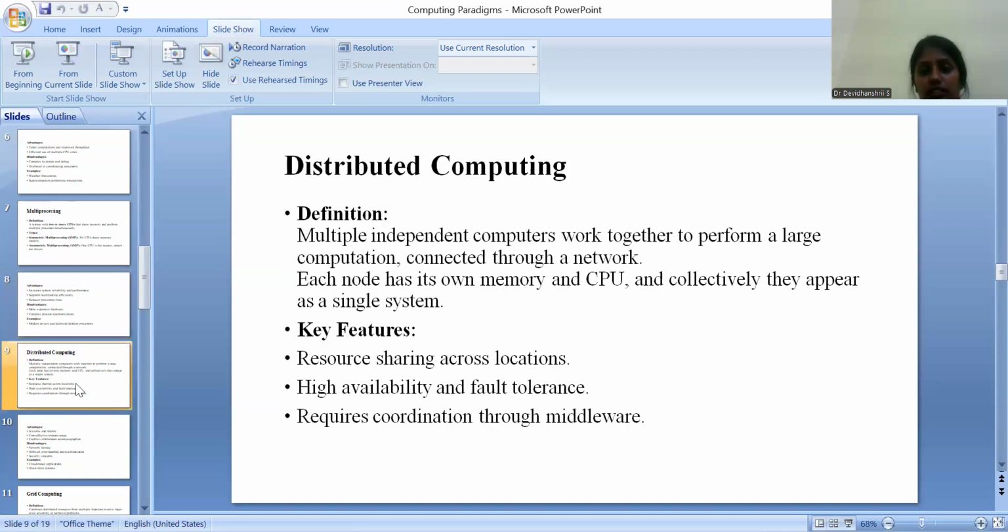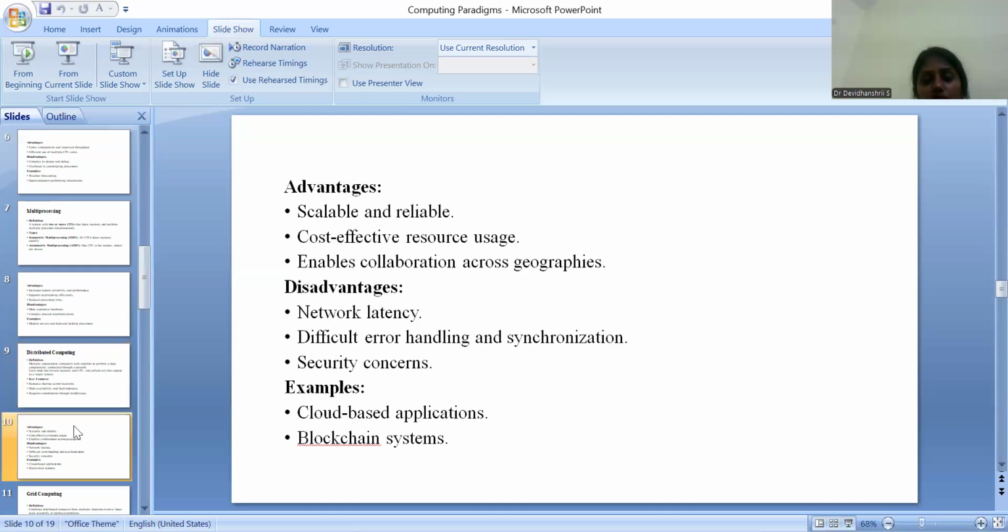The next one is distributed computing. Here multiple independent computers work together through a network to perform large computations. Resource sharing across locations is very easy, availability is high, and it requires coordination through middleware. Advantages are that it is very scalable, reliable, cost effective, and enables collaboration. Disadvantages are network latency, difficult error handling, and synchronization.